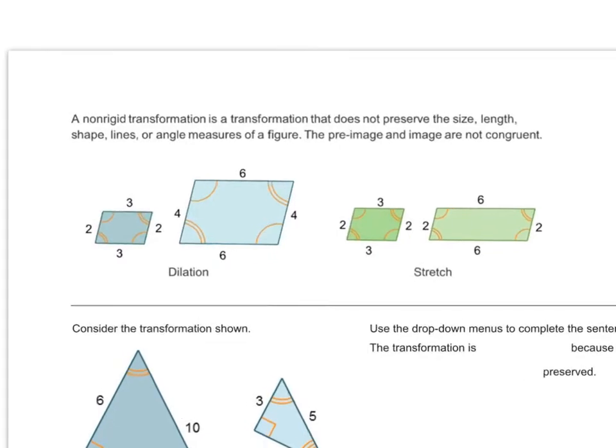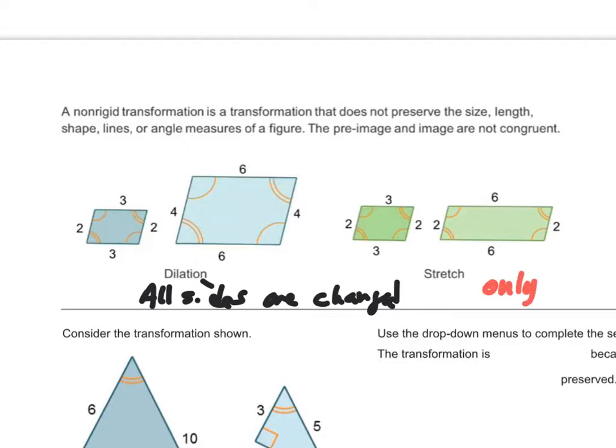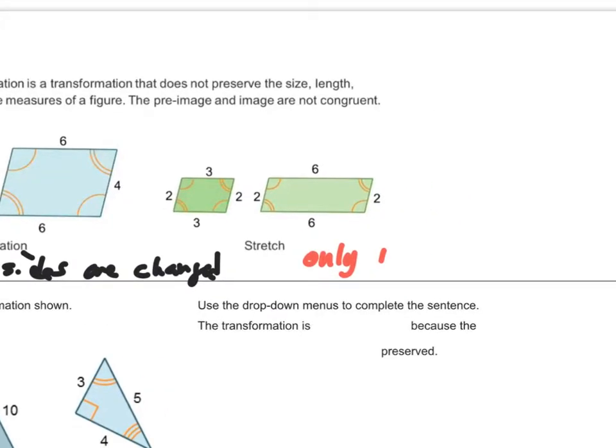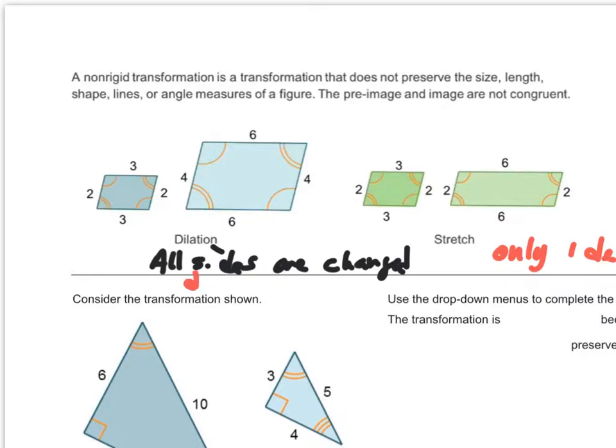The next thing that we can talk about is what's called a non-rigid transformation. A non-rigid transformation is a transformation that does not preserve the size, length, shape, lines, or angle measures of a figure. The preimage and the image are not congruent. So we have this thing called a dilation, and that's when all sides are changed. And then a stretch is when only one dimension is changed. Instead of all sides, you could say all dimensions. Length and width dimensions are changed.